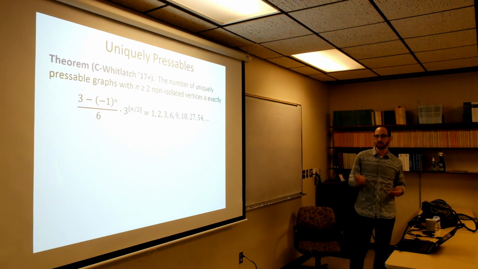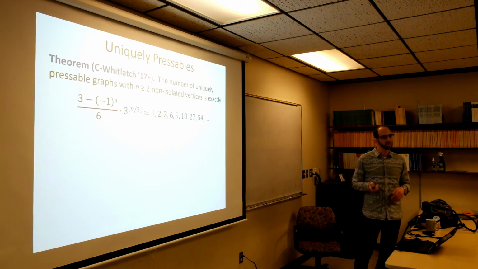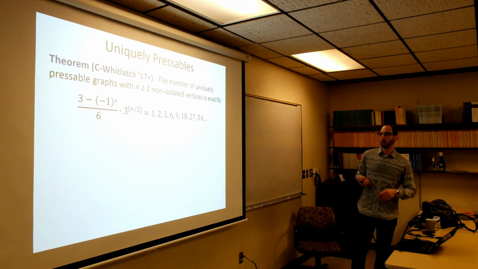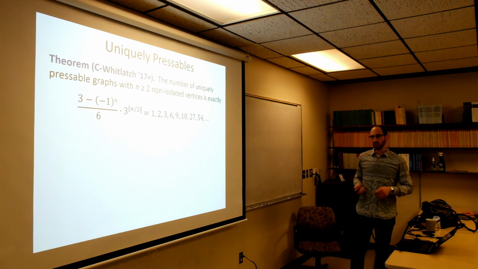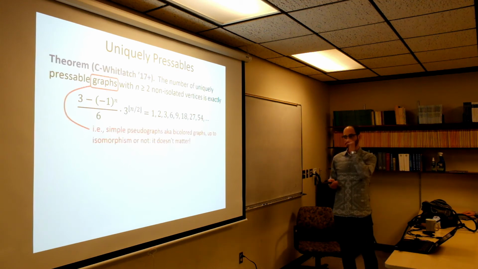So, a theorem with Hayes: the number of uniquely pressable graphs on at least 2 non-isolated vertices, because there's a little bit of a hiccup, there's a similar formula, but it's not as nice if you allow isolated vertices, is this sequence. And you might think something that has that simple a description would be straightforward to prove. It took quite a bit of work. It's like a 20-page argument.